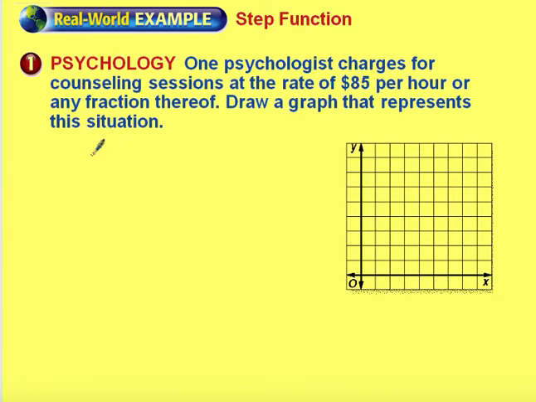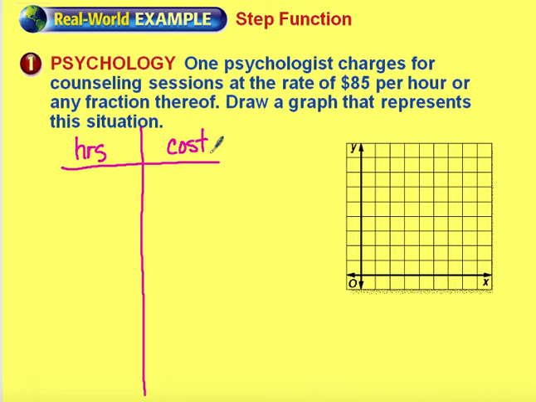So we have 2 variables. Our first is our hours. Our second is our cost. So our cost is going to depend on what our hours are. So our cost is our dependent variable, or our y. The hours are our independent variable. We're going to represent those by x.